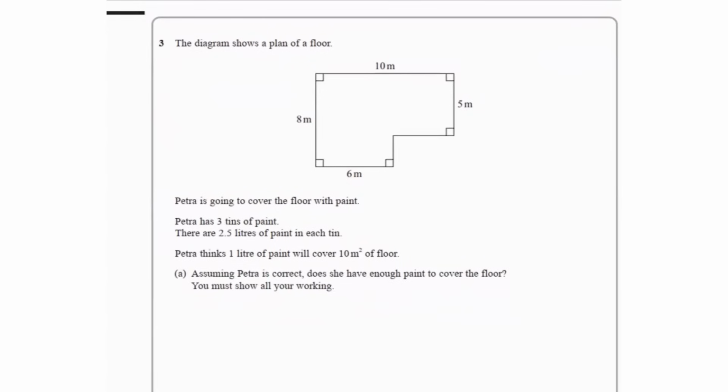And the next question says: the diagram shows a plan of a floor. Petra is going to cover the floor with paint. Petra has 3 tins of paint and there are 2.5 liters of paint in each tin. Petra thinks 1 liter of paint will cover 10 meters squared of floor. Assuming Petra is correct, does she have enough paint to cover the floor? You must show all your working.